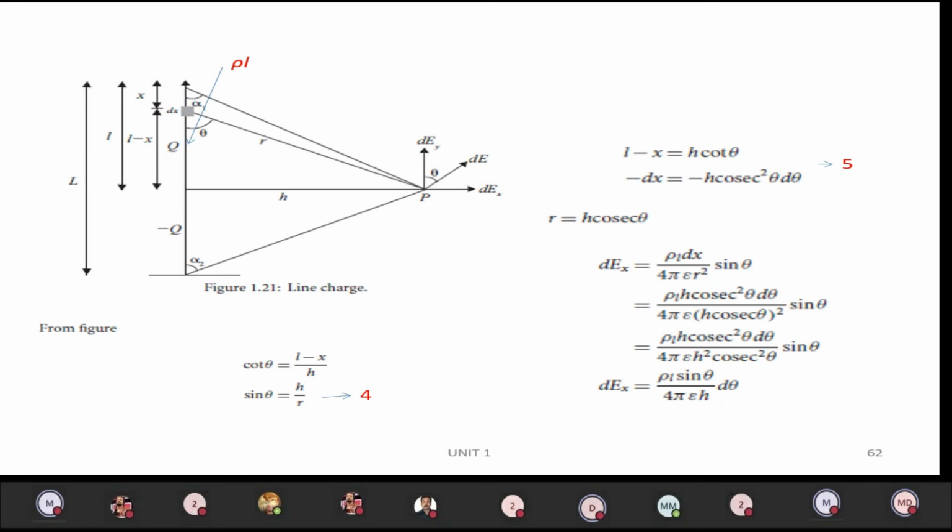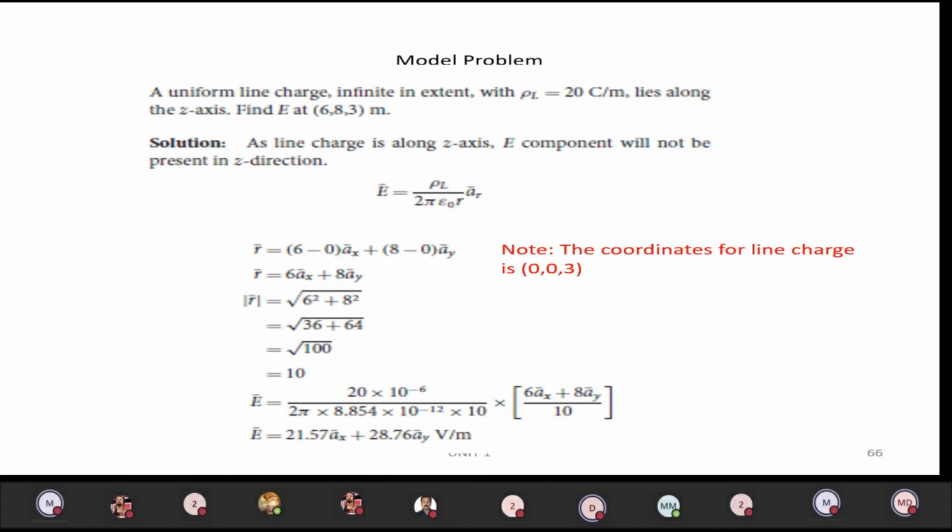Because of that, what is the electric field at this point? That one we have seen, the formulas and the concepts now. Later on, we'll be seeing a model problem. The model problem relates with the concept we have seen now.